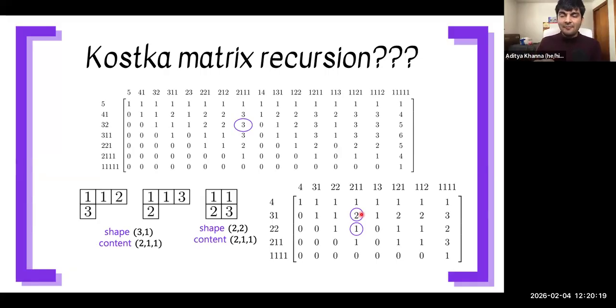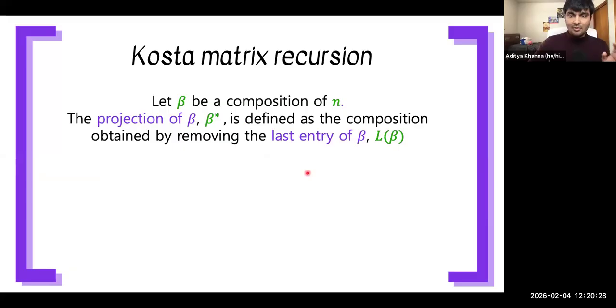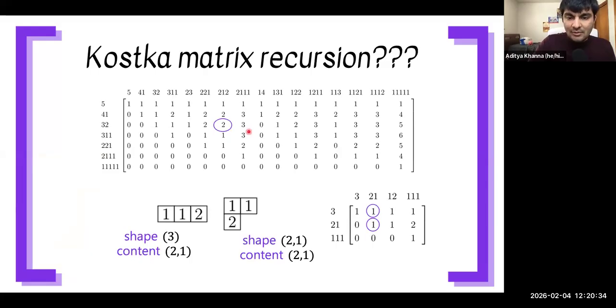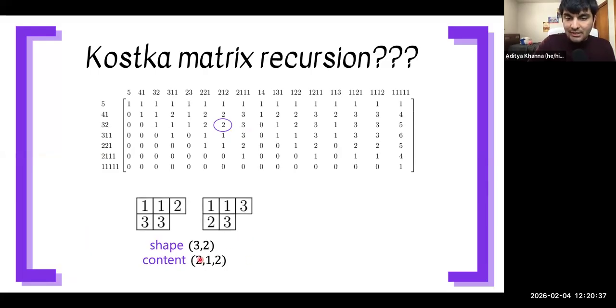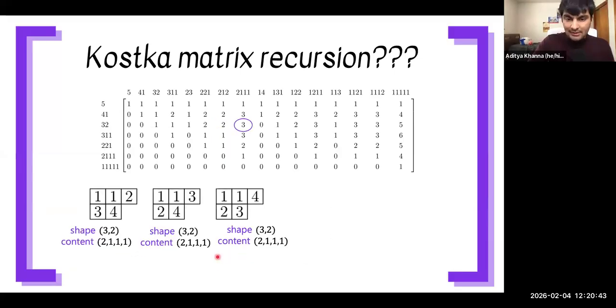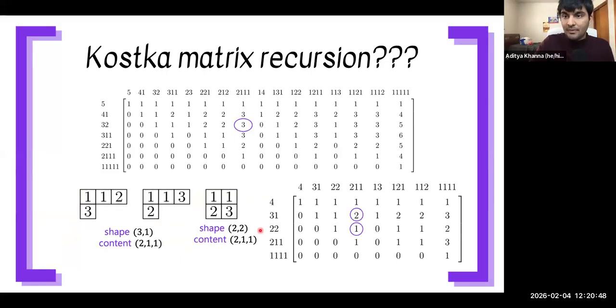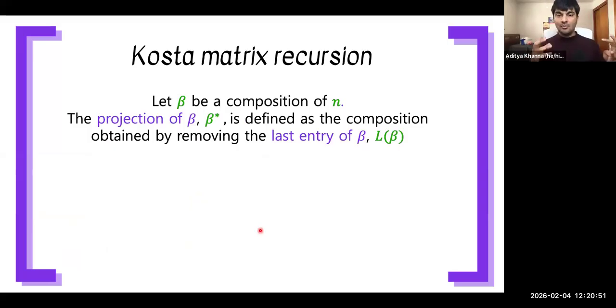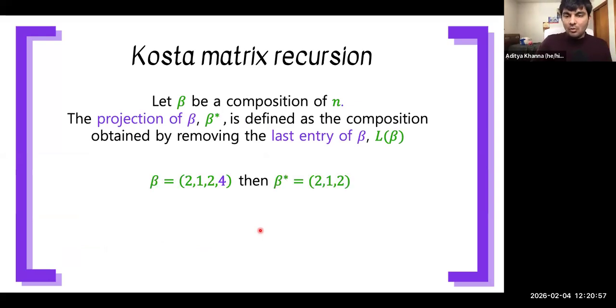And this is the fundamental recursion that we will build our whole proof on. So what we are doing is I'm taking a projection in some sense of the composition. So in this particular case, you saw that we started with the content 2, 1, 2, and I removed the last part. Similarly, I started with the content 2, 1, and I removed the last part. So in general, we define this to be the projection of the composition, beta star, and we remove the last entry. So if I have 2, 1, 2, 4, I can remove the last entry to get 2, 1, 2.